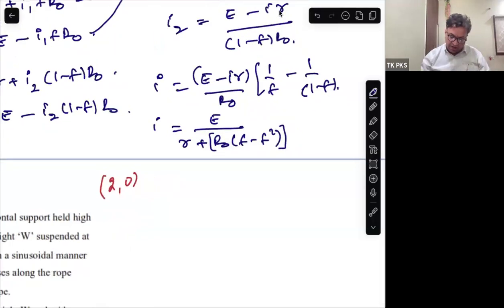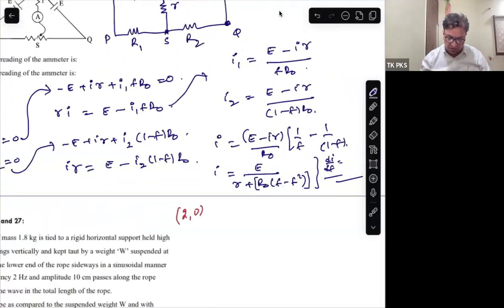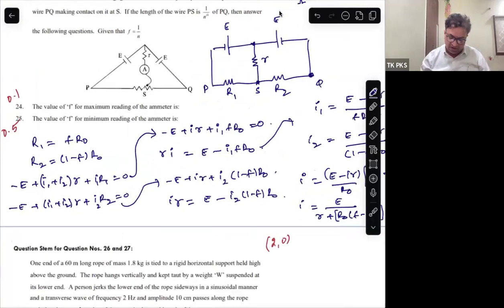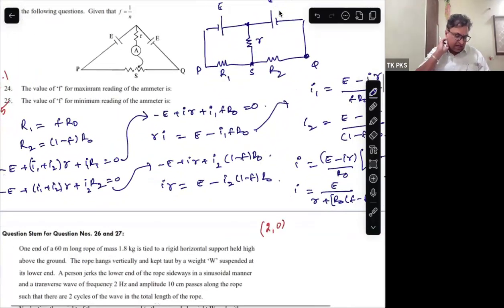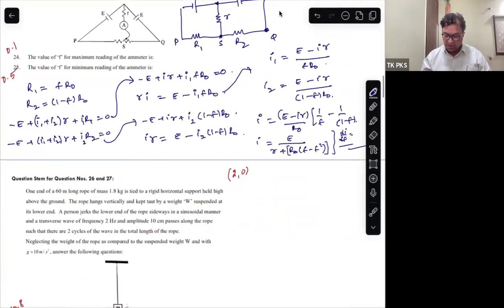F is a variable quantity here. Now very simple, I got the point. Do di by dF here, that's all. You will get two values. That is the reason why I am doing this problem last. You will get two different values. If it is a multi-correct answer type, we can try, but it is a numerical type. You should do it till the last. Like the question, undoubtedly mathematics is more dominating. Physics is easy in this.